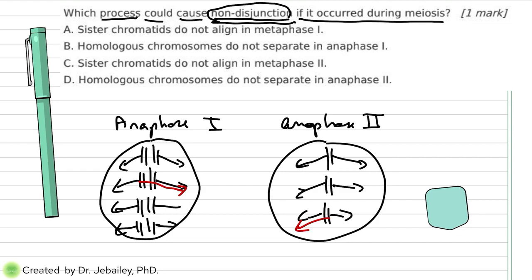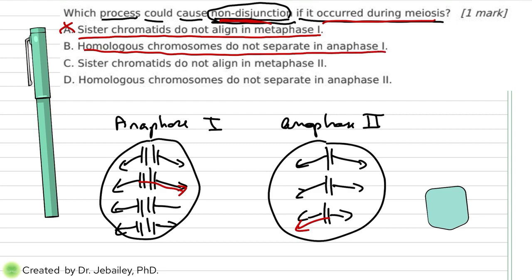So what process could cause non-disjunction, as I read it a third time here, if it occurred during meiosis? First says sister chromatids do not align in metaphase 1. That's not a reason. They all do align in metaphase 1 or metaphase 2, so that's not it. Homologous chromosomes do not separate in anaphase 1. That is true. Why? Yes, they are homologous, and anaphase 1, yes. So this could probably be it, but I will still read C and D.